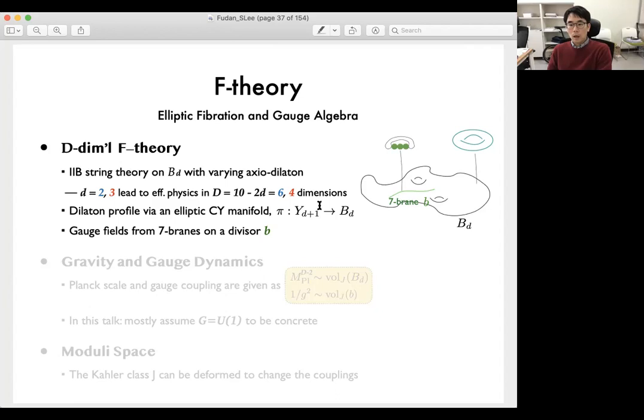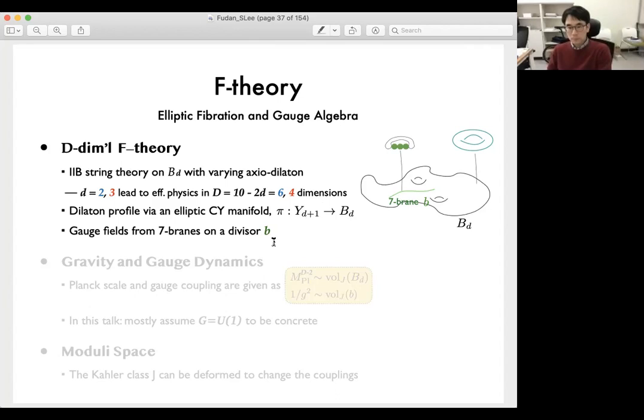So now the dilaton profile can be specified by an elliptic fibration over B_D, of which total space is a Calabi-Yau D plus one fold Y. Then the gauge fields arise from seven-branes on a divisor B of B_D, whose class we know how to compute in a given background.